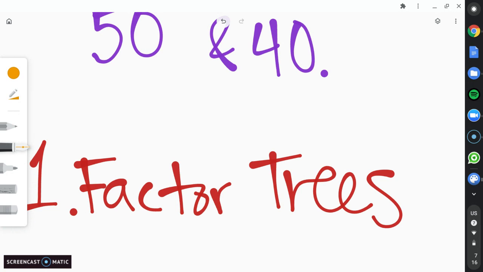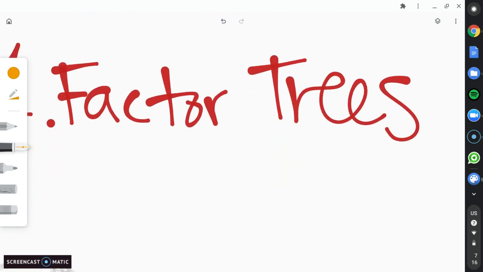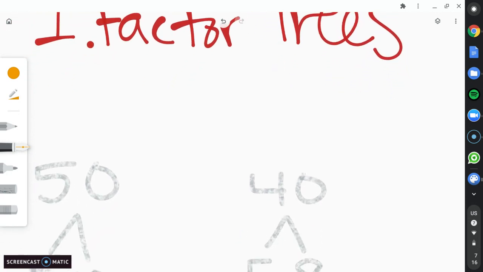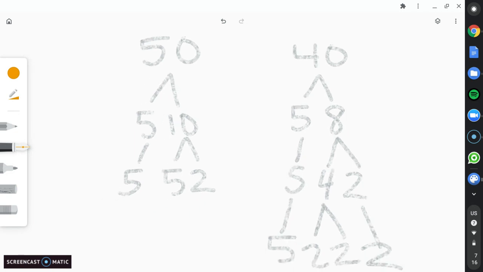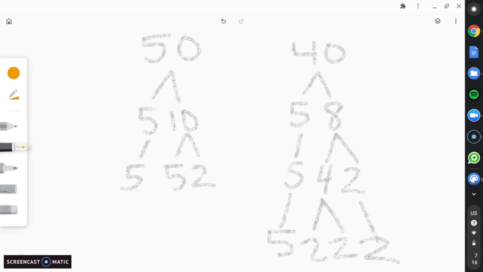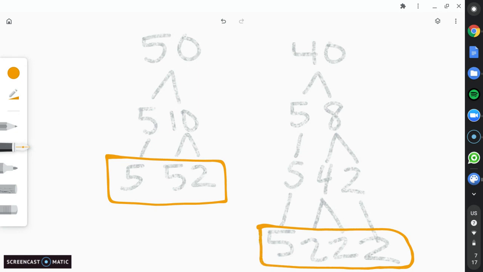Okay, you should have made those factor trees. Here are the answers written in pencil for you. These are the prime factorizations you should have gotten. For 50, you should have two fives and one two. For 40, you should have one 5 and three 2s. Okay.